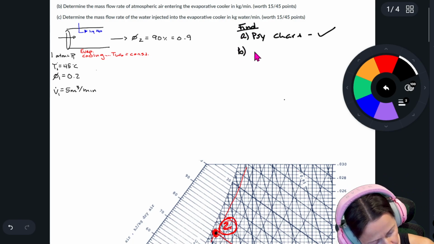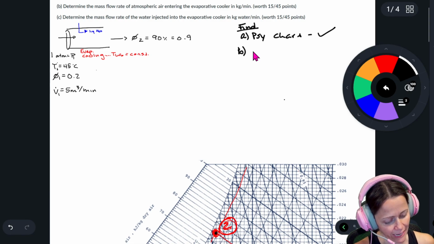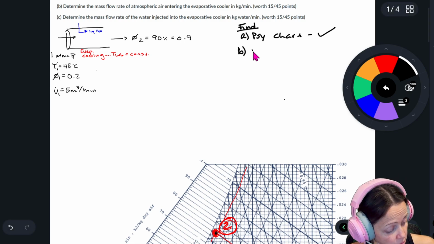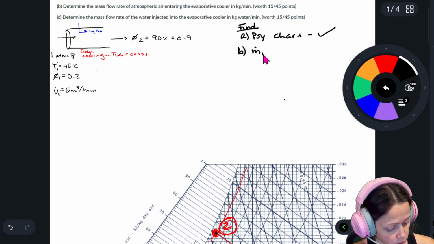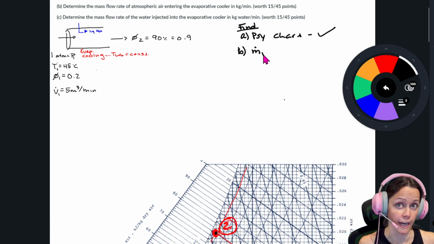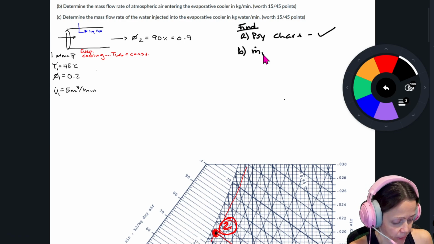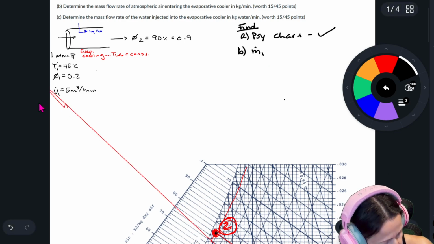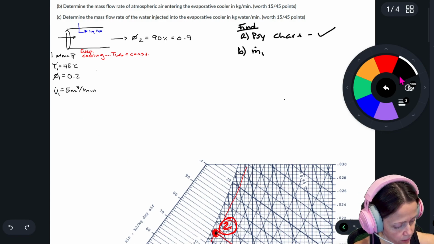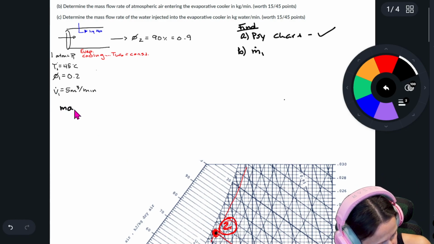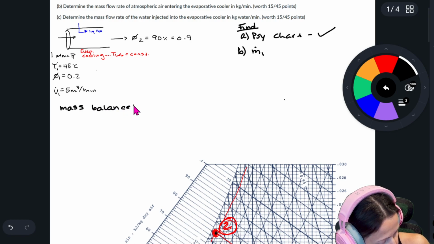And then part B, supposed to find the mass flow rate of the atmospheric air entering the evaporative cooler in kilograms per minute. So it's atmospheric air. We're talking about the dry air and the water vapor together. So M dot 1. And so, all right, well, let's do a mass balance. And we'll do it on the air and on the water.